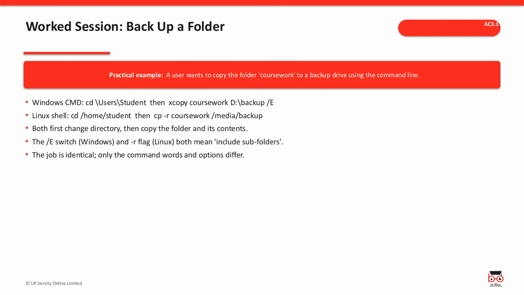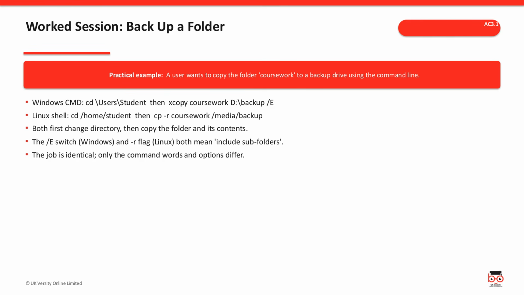Let's work through a real one. Backing up a folder called coursework to another drive. On Windows, you'd change into your user folder with cd, then run xcopy coursework to the backup drive with the /e switch. On Linux, you'd cd into your home folder, then cp -r coursework to the backup location. Both first move into the right place, then copy the folder, and the /e switch and the -r flag both simply mean include the subfolders.